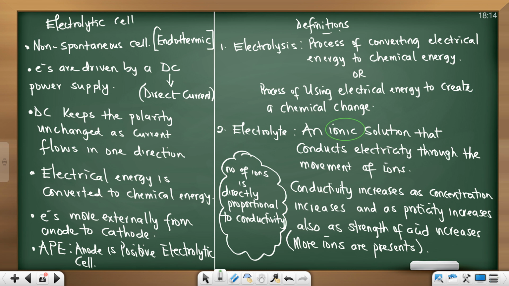Hence, number 1, concentration increases conductivity. Number 2, the strength of the acid. Going back to acid and base, there's strong acid and weak acid. A strong acid ionizes completely to produce a high concentration. Once I have high concentration, I'll have a high number of ions. Conductivity will increase. The major thing is that more ions are present. Lovely.